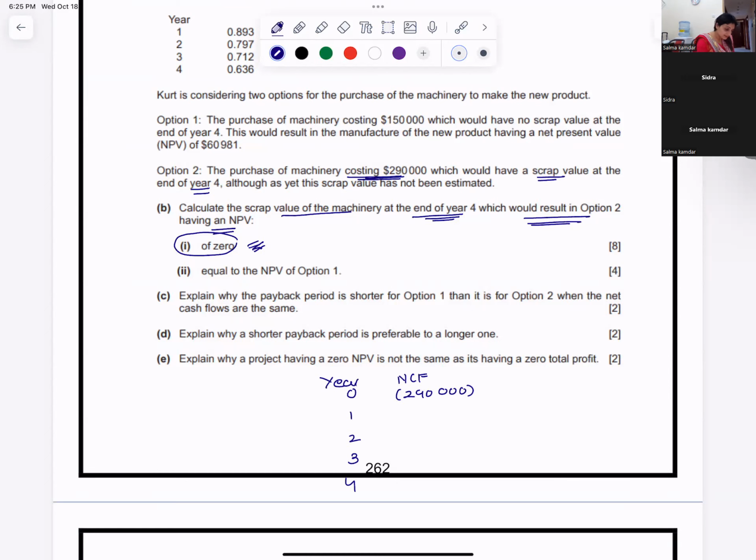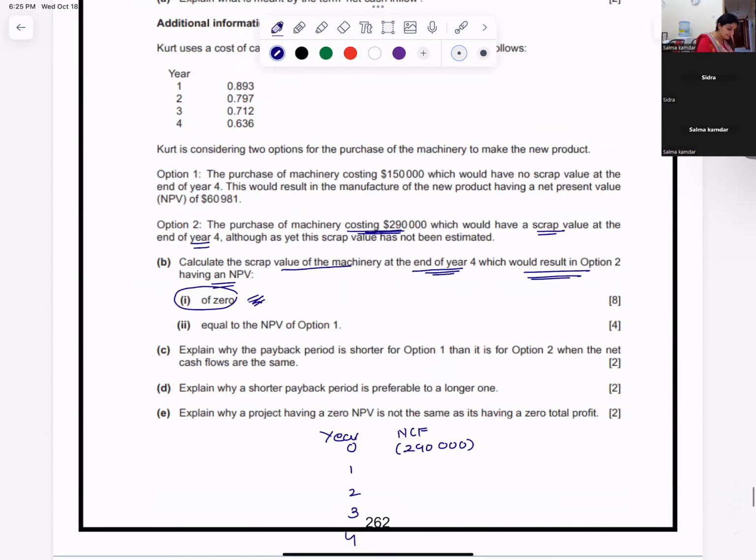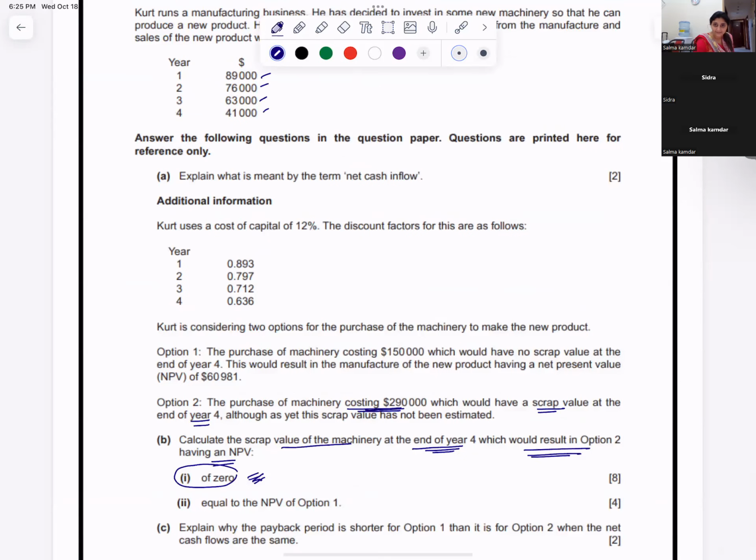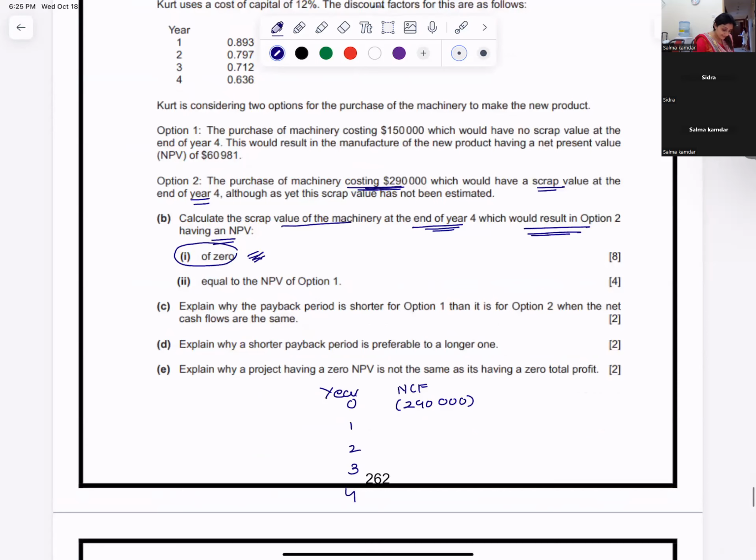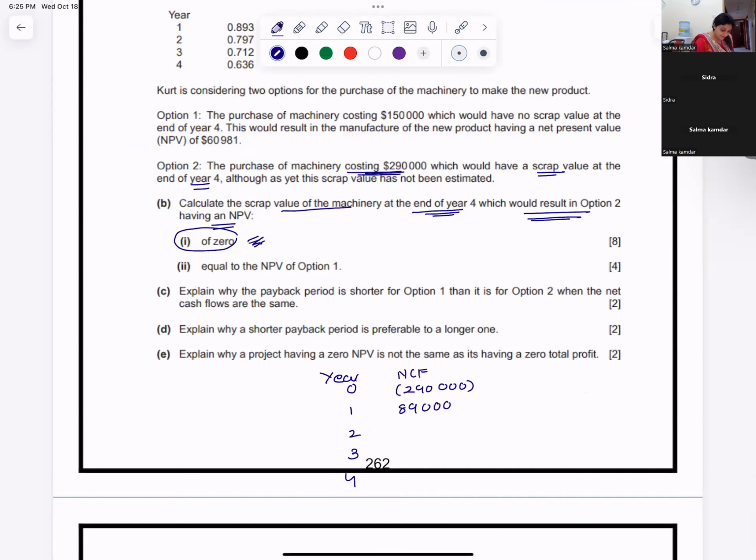You will have an inflow of how much? 89,000, 76,000, 63,000, and 41,000. What is your discounting factor? For year 0 it is 1, year 1 it is 0.89, then 0.797, 0.712, and 0.636.